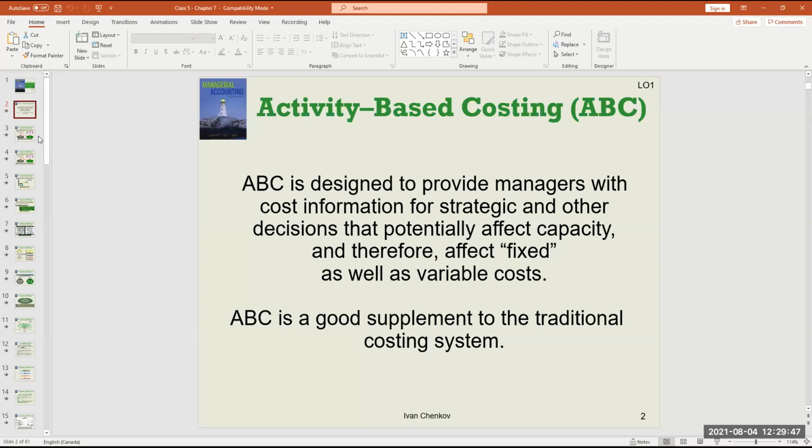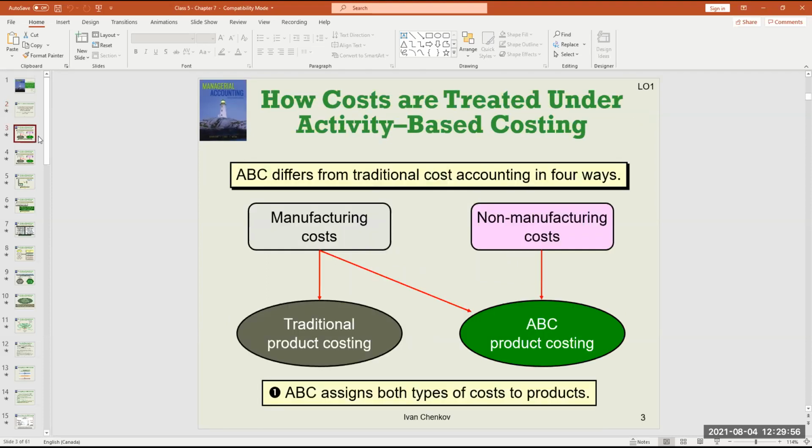So we're going to run the traditional costing system and we're going to run activity-based costing at the same time. What's the difference between activity-based costing and the traditional? Traditional assigns to the product only manufacturing cost, whereas activity-based costing can take some of the non-manufacturing cost and also allocate it to the product. So it gives us a more explicit inclusion of the costs in the product, more meaningful costing, so our products are more realistically costed.